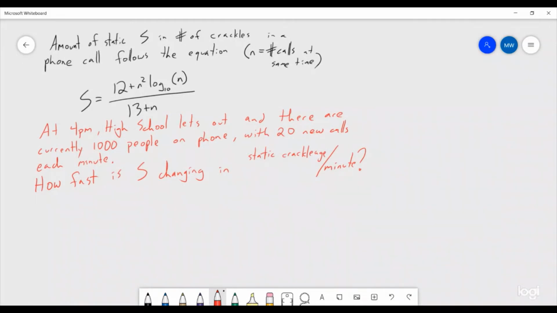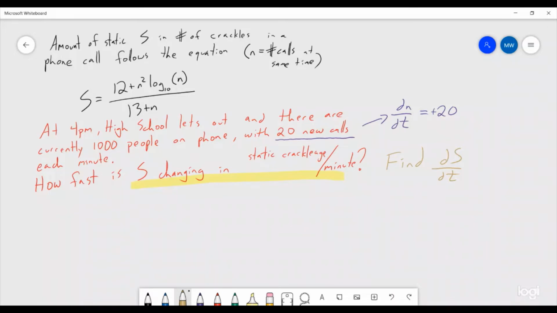All right, so let's go through this together. We know how many new calls there are at any given time. So this 20 new phone calls each minute, that's dN/dt, the rate that the number of calls changes, is equal to positive 20. We are gaining 20 new calls each minute. So the question is, how fast is S changing? Well, that means we need to find dS/dt.